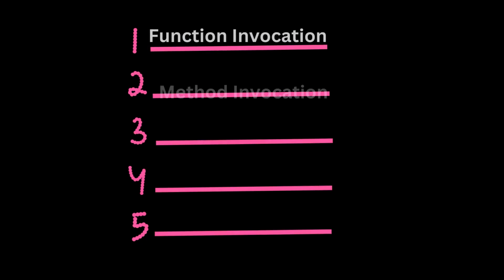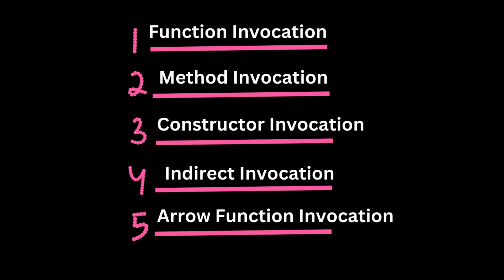So, if you're confused what is the value of this at any place, just ask yourself, how is the function invoked? Is it a function invocation, method invocation, constructor invocation, or indirect invocation? And if it's an arrow function, where is the arrow function defined?